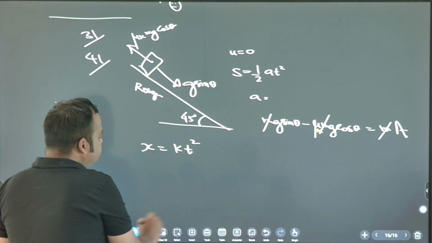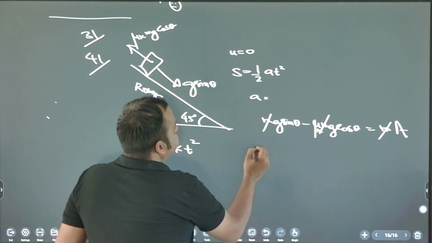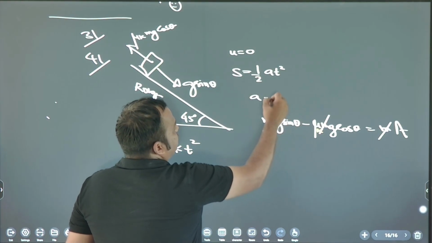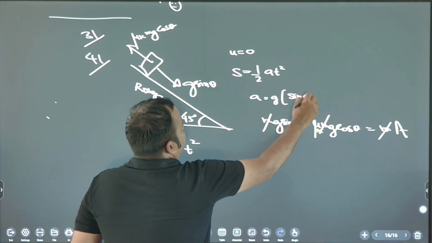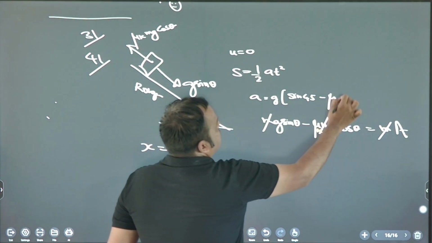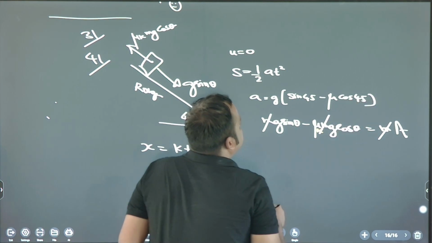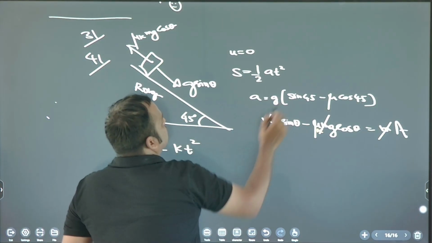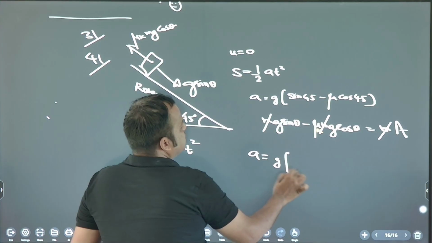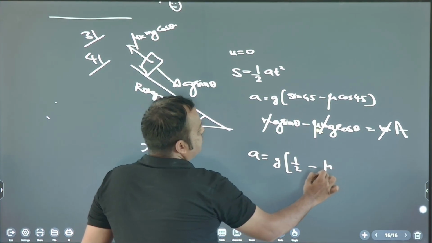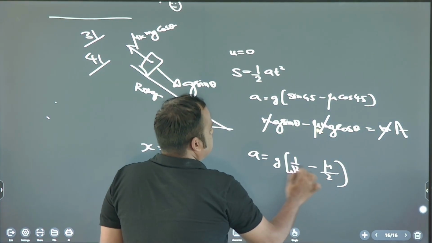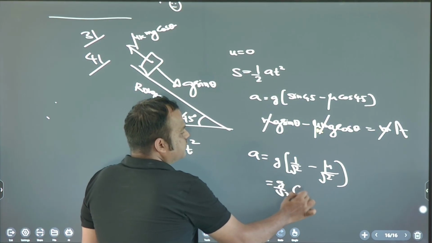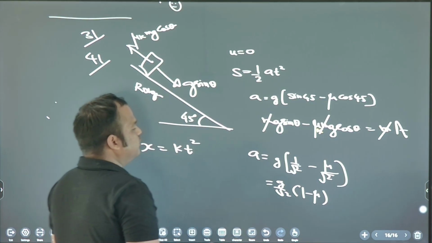Okay. So note down. So a is this. Take g common. Sin 45 minus mu cos 45. Sin 45, cos 45, you know, 1 by root 2. So acceleration is g into 1 by root 2 minus mu by root 2. Root 2 common. So g by root 2, 1 minus mu.